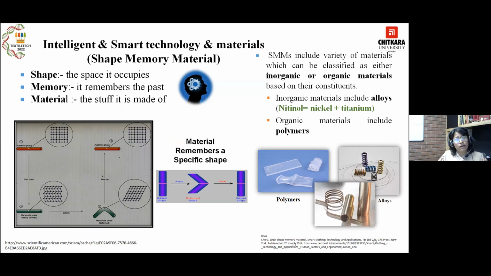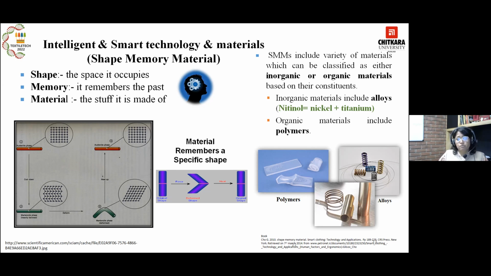And I would like to share one example of smart and intelligent material, which is known as shape memory material. When we talk about shape memory material, shape means the space it occupies, memory means it remembers the past, and material, the stuff it is made up of. These shape memory materials are classified into two categories, that is alloys and polymers. If I talk about alloys, there is one important alloy which is known as nitinol, which is made up of nickel plus titanium. This alloy can remember a specific shape.